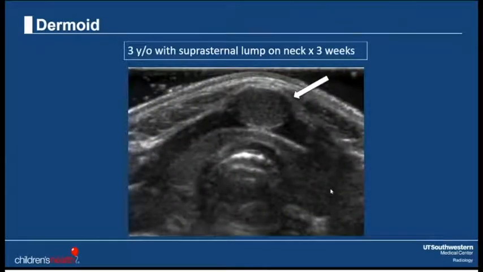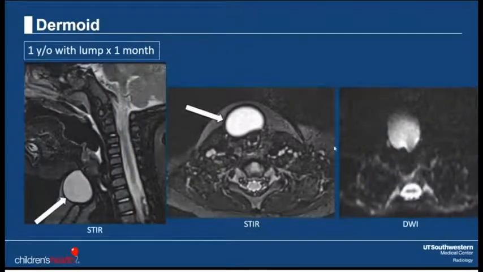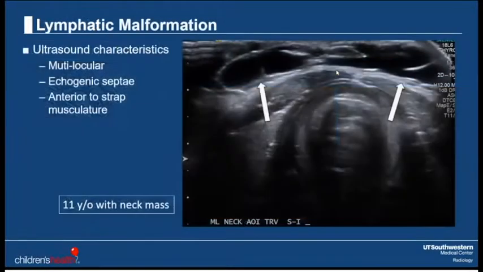This is a 3-year-old with a suprasternal lump, and again, this homogeneous increased echogenicity, no flow on Doppler. The diagnosis of dermoid was made. This is an MRI example of a dermoid. This is a 1-year-old with a lump for a month. It's more suprasternal, but certainly at the level of the thyroid gland. We see it's homogeneously hyperintense on T2 weighted images, and it's homogeneously restricted on the diffusion weighted images, and that cinches the diagnosis of dermoid.